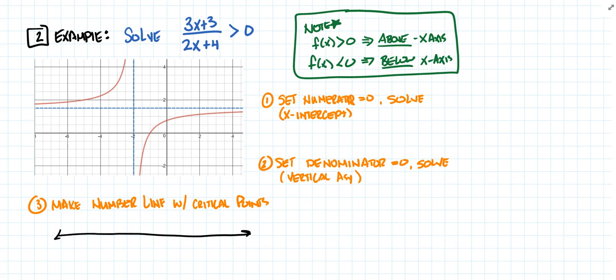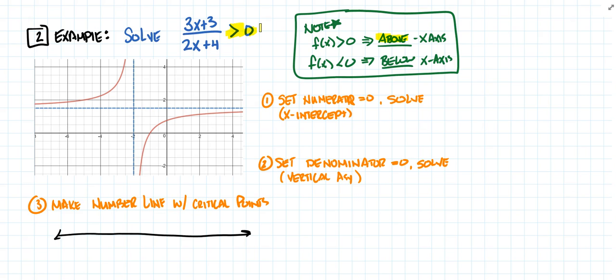Okay, so here's example number, or box 2. It says solve (3x plus 3) over (2x plus 4) is greater than 0. Before we begin, I want you to understand that when something says it's greater than 0, that means that the graph is above the x-axis. So the fact that this says greater than 0 means that we're looking for points on the graph where it would be above the x-axis.